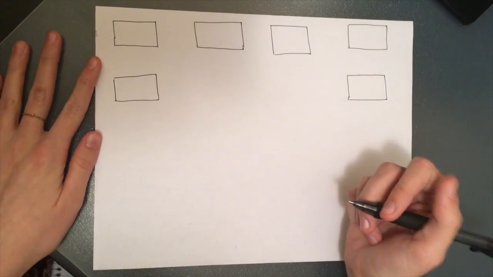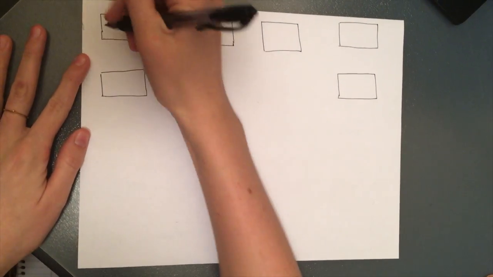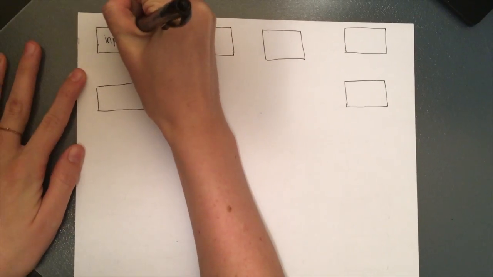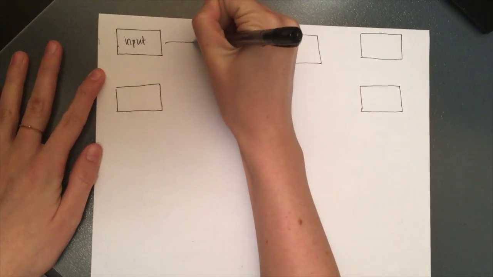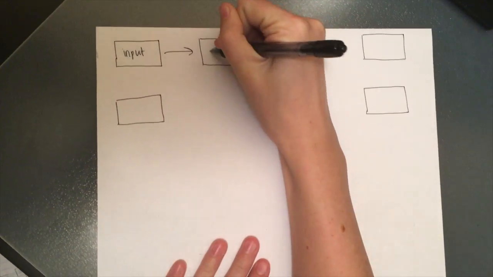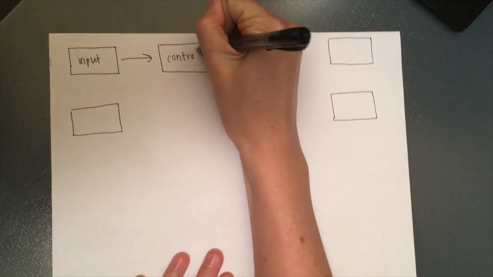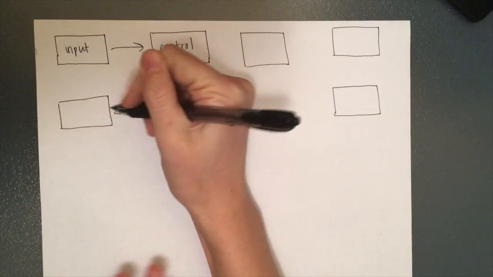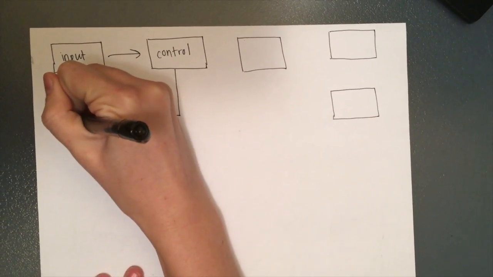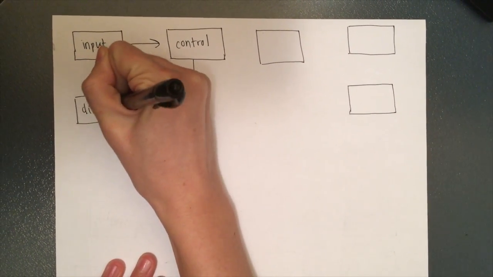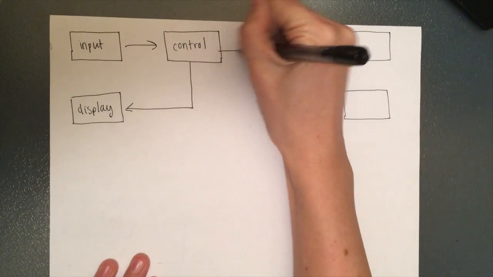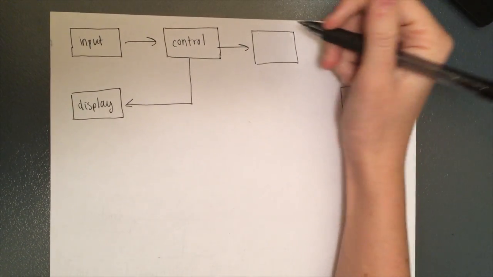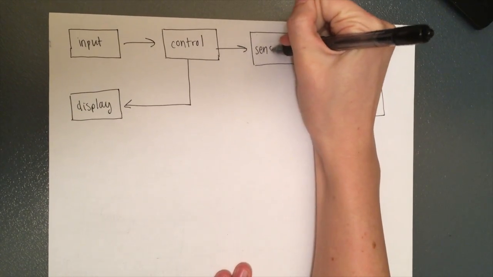Here we have the block diagram for our system. It starts with the input, which is the temperature desired by the user. This then moves forward and goes into the control element of our system. The control element, in turn, sends back a temperature to the user in the form of the display. Moving forward, the control element goes into our sensor.